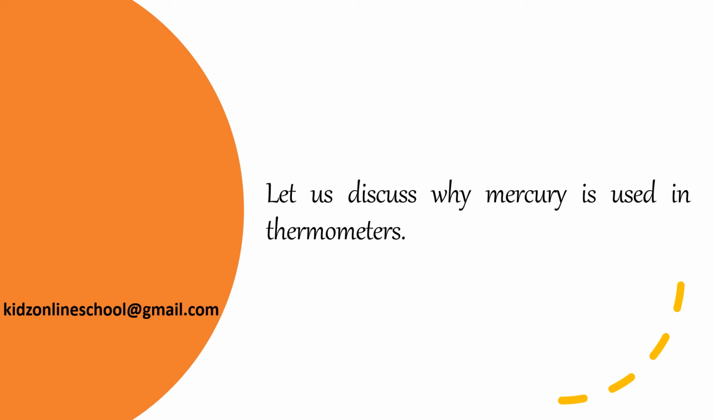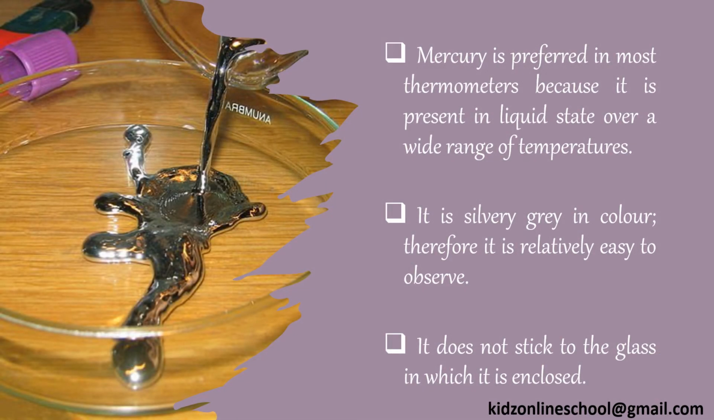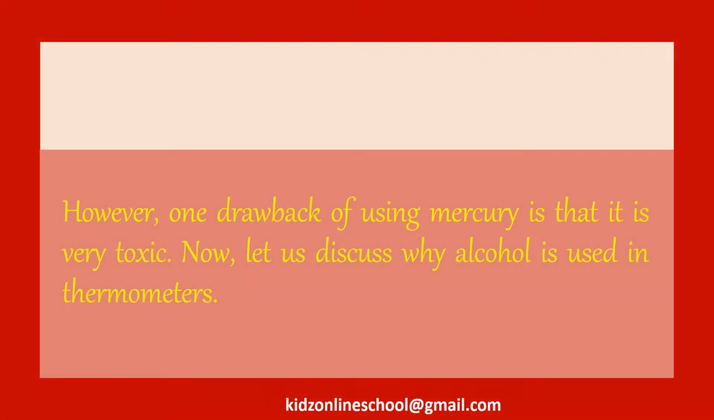Let us discuss why mercury is used in thermometers. Mercury is preferred in most thermometers because it is present in liquid state over a wide range of temperatures. It is silvery gray in color, therefore it is relatively easy to observe. It does not stick to the glass in which it is enclosed. However, one drawback of using mercury is that it is very toxic.